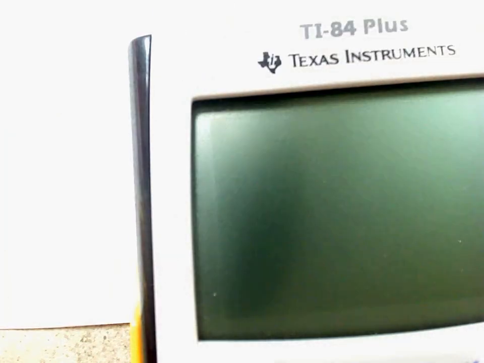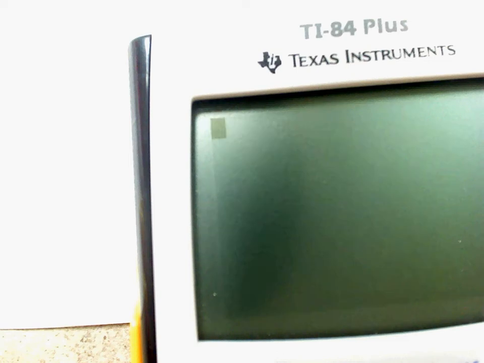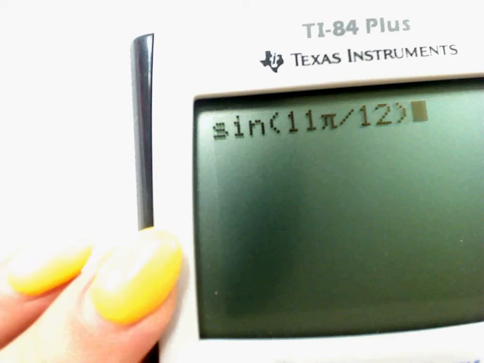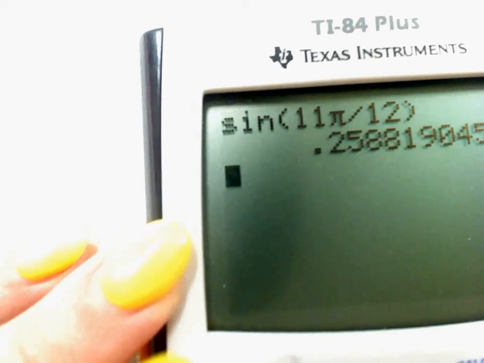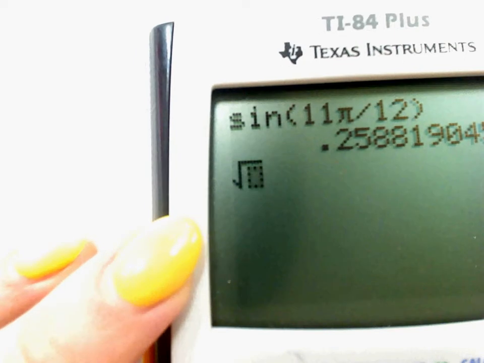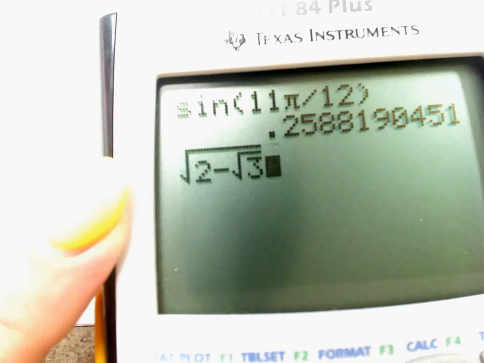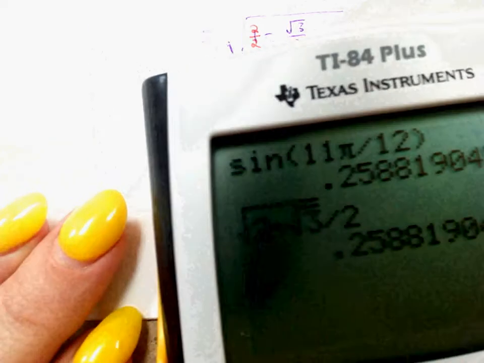So mode radian, sine of 11 pi divided by 12. And I get this. And then I'm going to type in the square root of 2 plus minus 2 minus the square root of 3, and then we'll divide that by 2. And I get the same thing. So, we are correct. Alright.